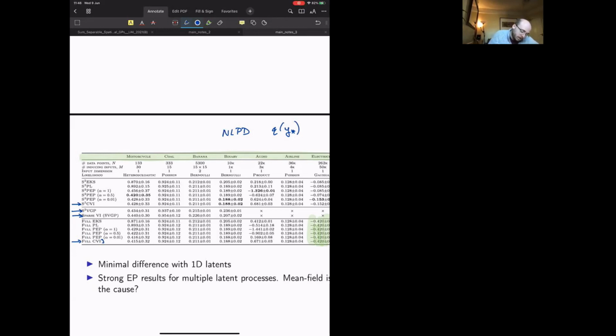So the first thing to note is the numbers. They use the same number of inducing input locations for all of the techniques, and the regular sparse VI stuff gets slightly worse numbers than the doubly sparse stuff.